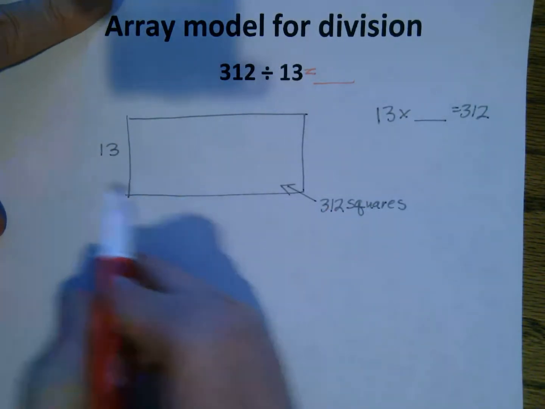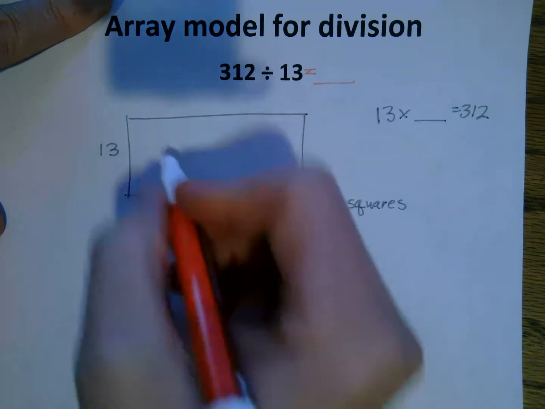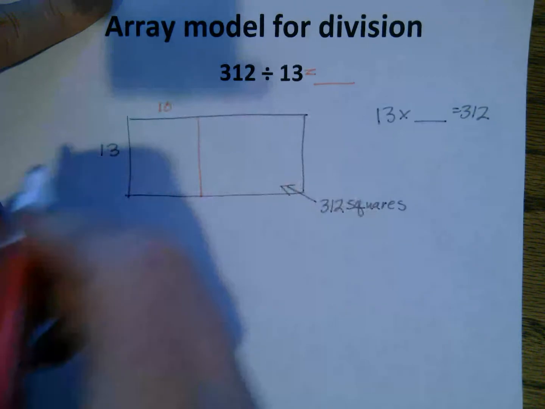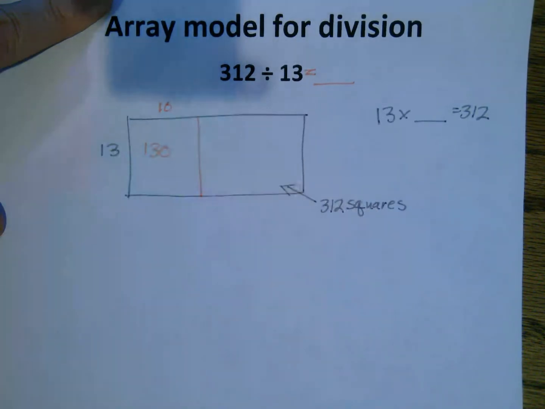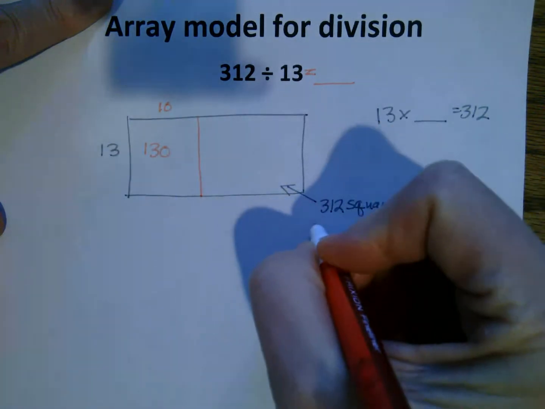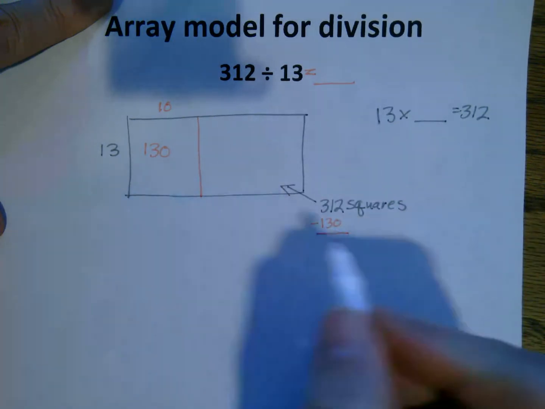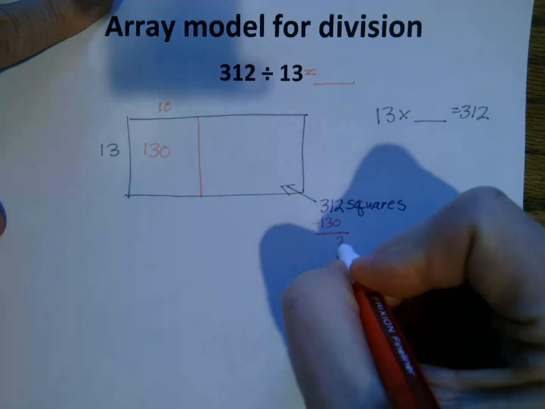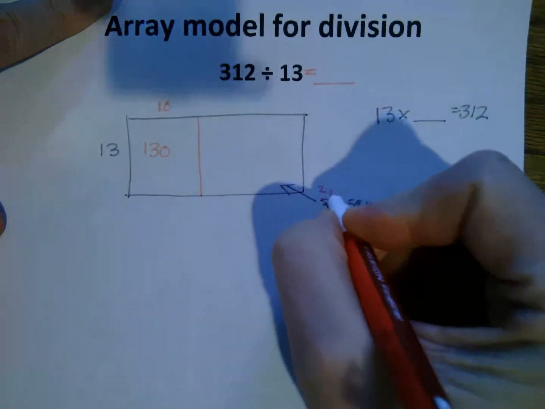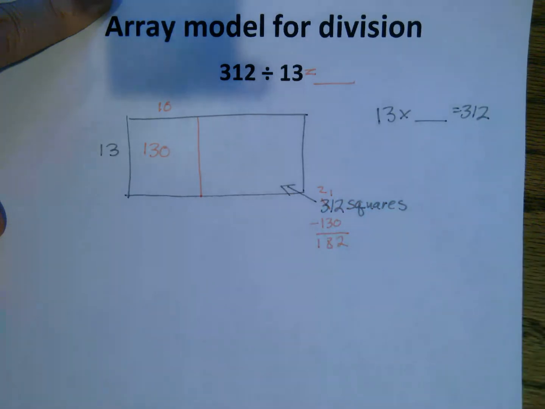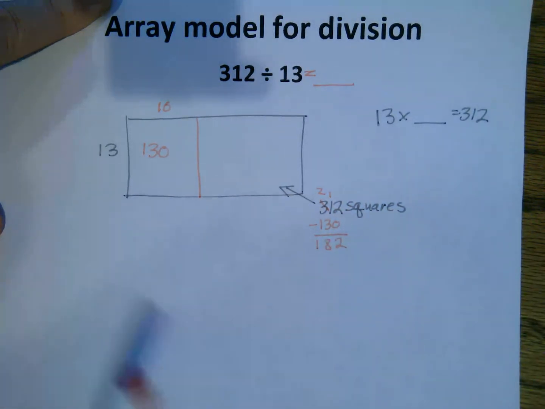Well, if I'm filling this with 312 squares, I know I could get at least something 10 by 13. That's 130 squares. So I'll take away the 130 that I just put in that position. And let's see, I'll regroup. 3 tens from 11 tens is 8 tens. 100 from 200 is 100. I've got 182 squares left to fill my space with.